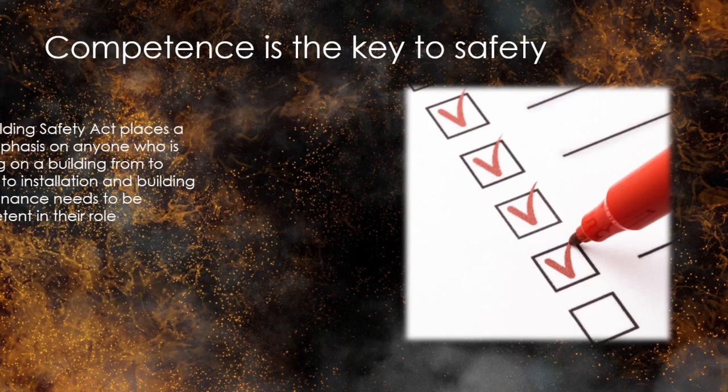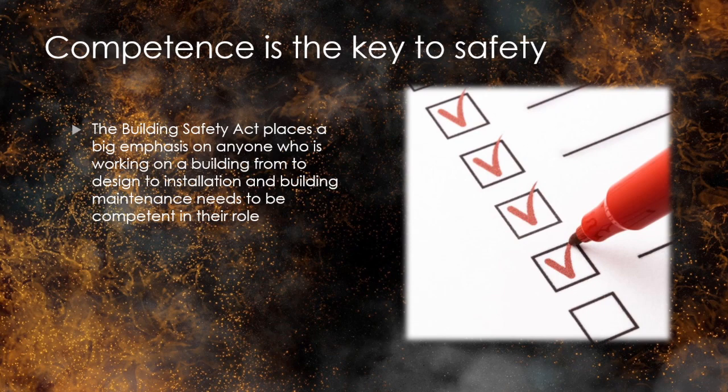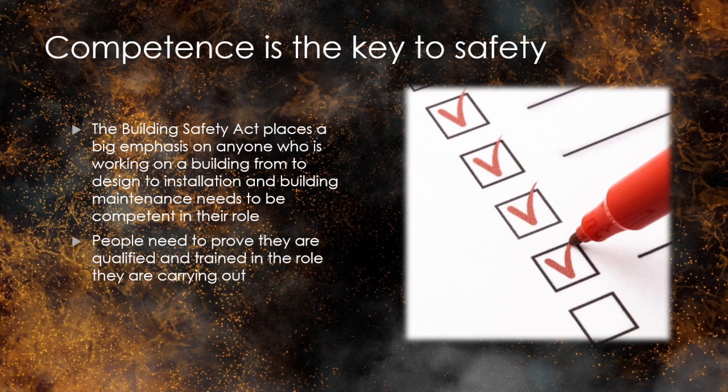Competency is the key to safety. One of the big changes that the Building Safety Act 2022 has made is the need for people to prove that they are competent in the role that they carry out relating to building construction and maintenance. This does not just mean the people who construct the building, but everyone who is involved in the building, from the architect to the specifier, the estimator, installer, supervisor. Everyone in the chain is now accountable for the work that they carry out, and they need to prove that they are competent to have done the work if something goes wrong.